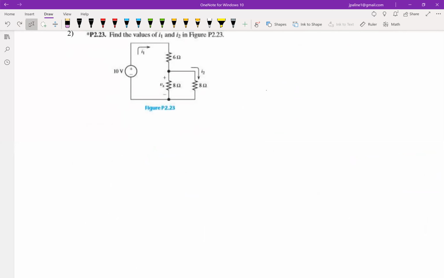Okay, so let's take a look at this one here. This one is asking us to find the values of I1 and I2. So let's take a look at it here.